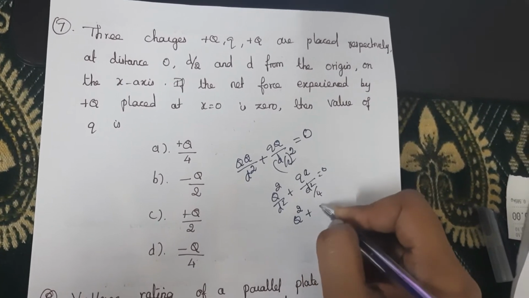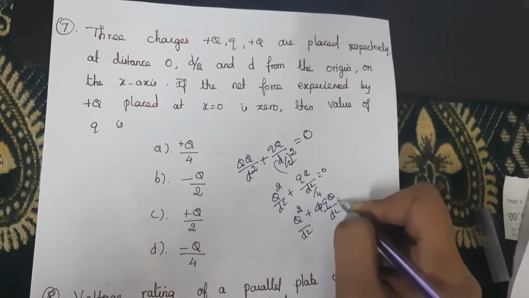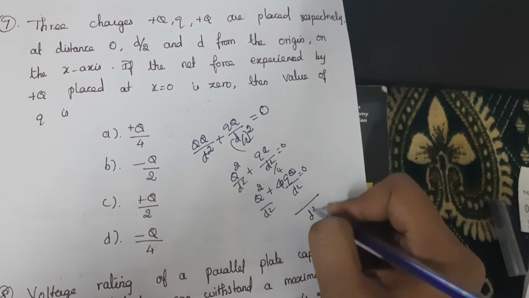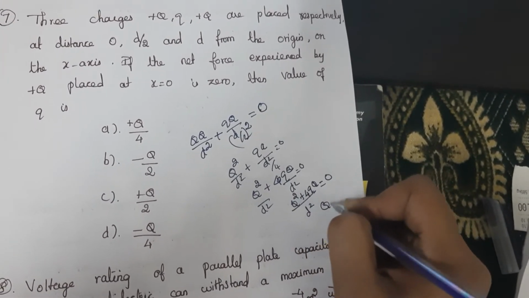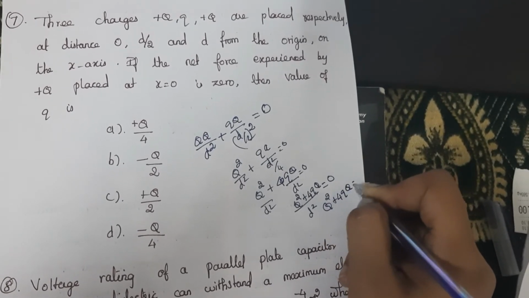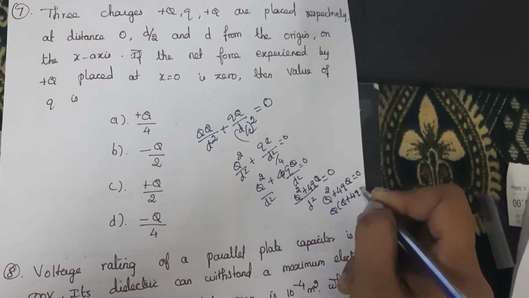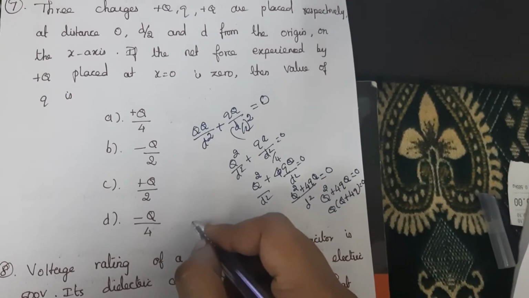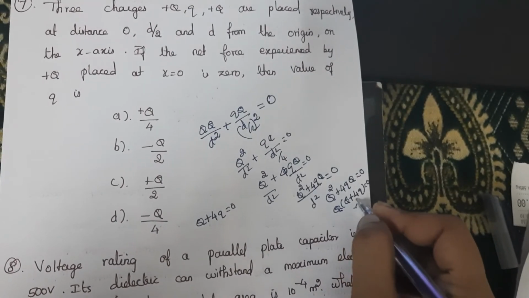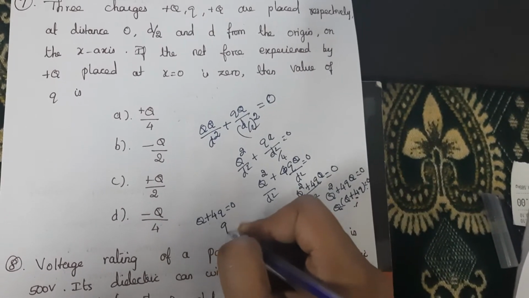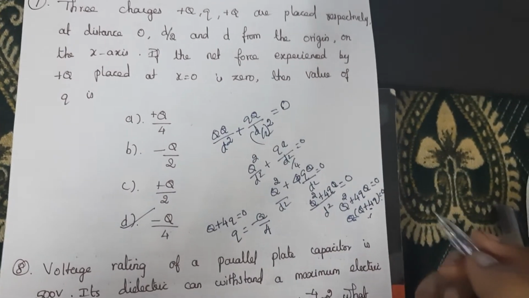So Q square plus 4 Q q divided by d square, that is equal to 0. So taking LCM d square, Q square plus 4 Q q is equal to 0. Taking Q out, this becomes Q times Q plus 4q, that is equal to 0. By this, Q becomes 0 or this term is equal to 0. So by solving this, we will get q is equal to minus Q by 4. So here the answer is D.